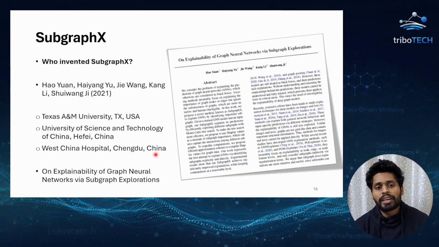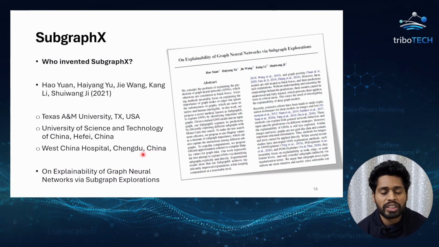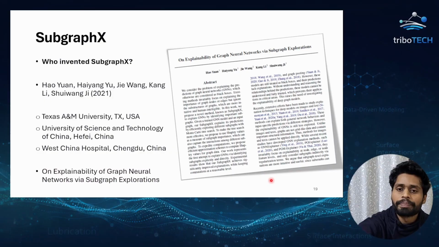Who invented SubgraphX? This was invented by researchers from Texas A&M University, University of Science and Technology of China, and West China Hospital. And the paper on explainability of graph neural networks via subgraph explorations is on your screen.